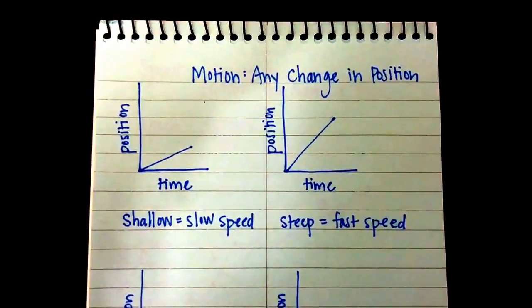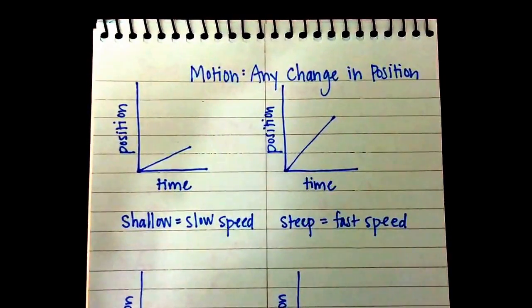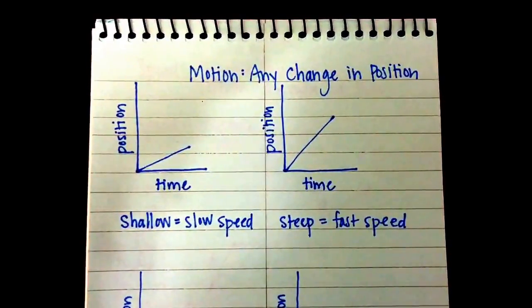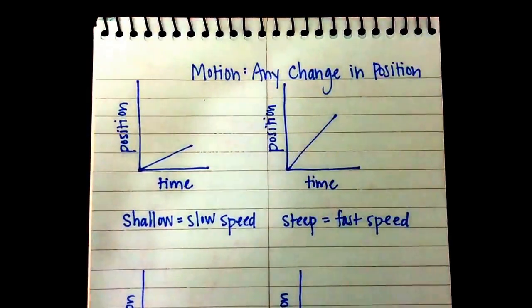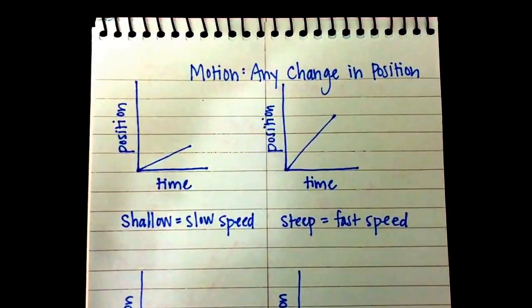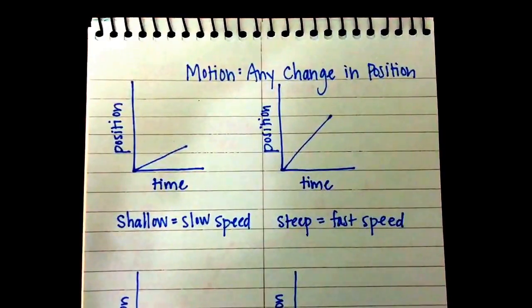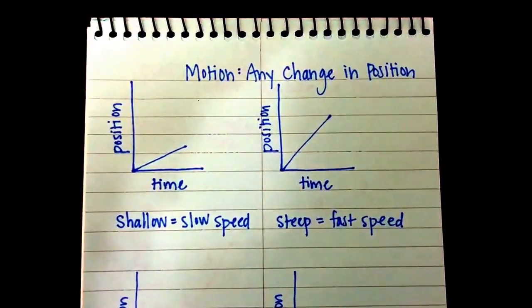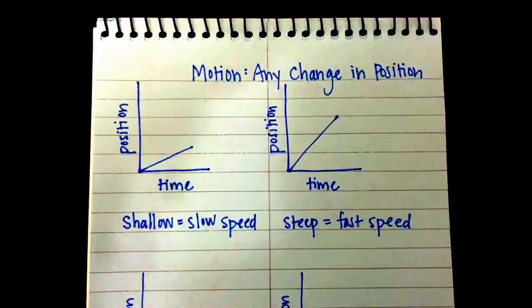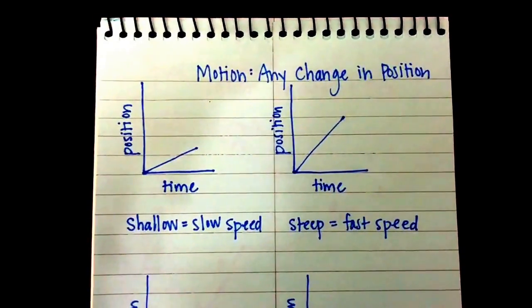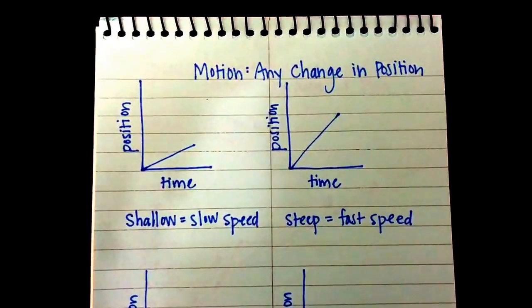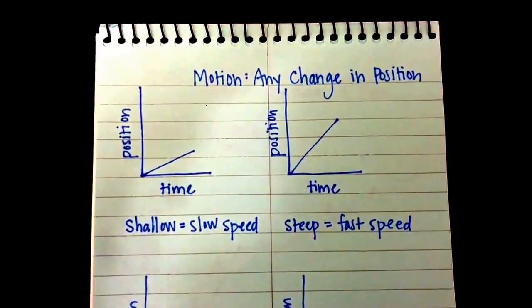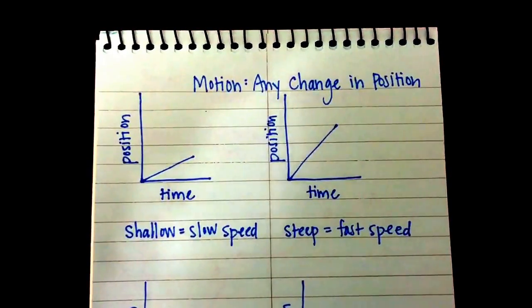Just a little bit on 4.1, just a review here. Motion, we recall that is any change in position. So on these specific position versus time graphs, we have on the left a shallow line and on the right a steep line. Remember that we compared this to going sled riding or skiing, and the one on the left is more like a bunny hill where we're going to go slow because it's shallow, and the one on the right is faster because it's steeper.